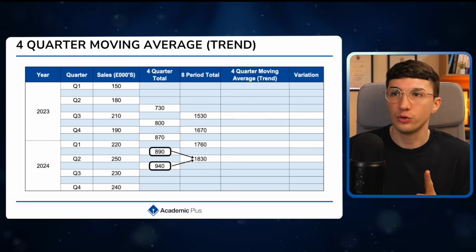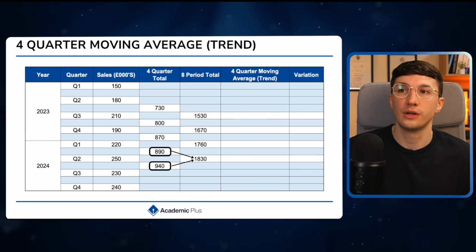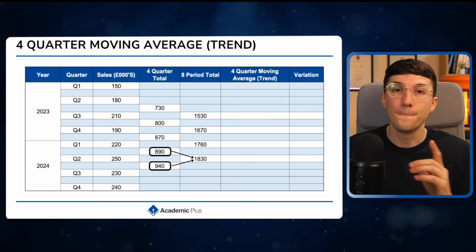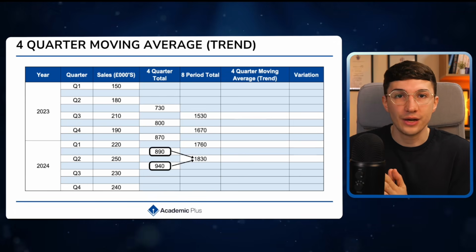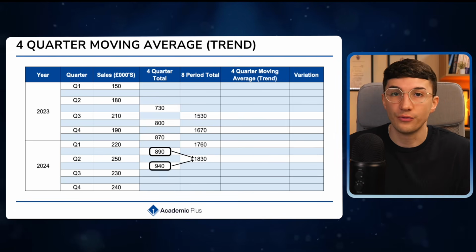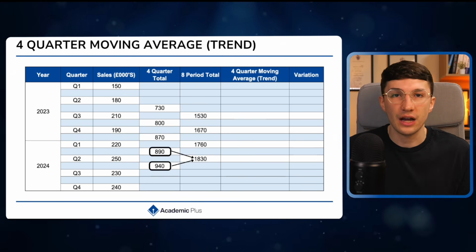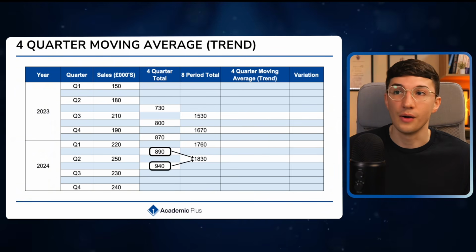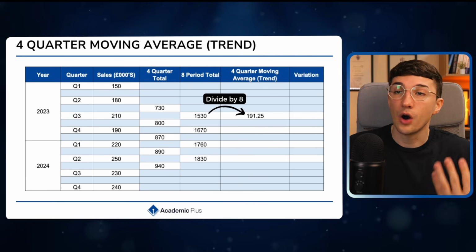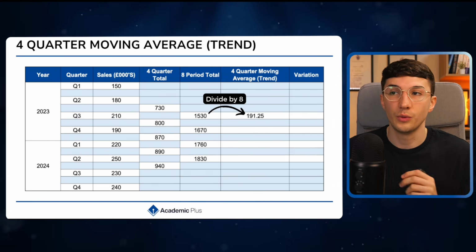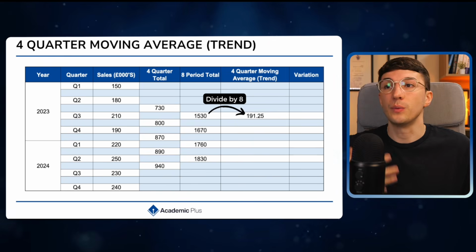Now, this is where students go wrong, because what they would do is get that 8-period total and divide by 4. But remember, that 8-period total, we've done that by adding 8 periods together, not 4. So remember, to get the average of something, you add them all together and divide by how many there are. So we do 1,530 divided by 8 to give me a 4-quarter moving average trend of 191.25.